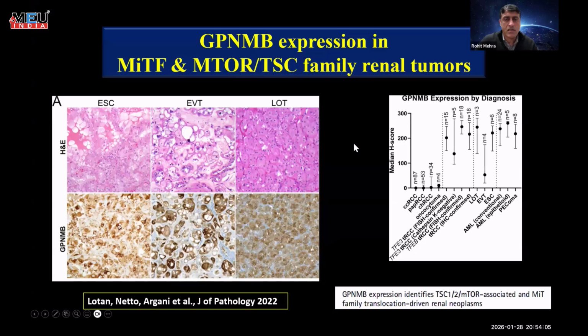GPNMB has emerged as an important biomarker in the renal tumor space now. I think while it is very sensitive for the mTOR-TSC family renal tumors, like shown over here, this is GPNMB in sCRCC, EVT, and LOT. But we have to remember that this biomarker can also be expressed in other renal tumor subtypes, especially MITF-RCC, then angiomyolipomas, follicular-mutated renal cell tumors. So I think it's important to remember that these interpretations have to be made in the correct context.